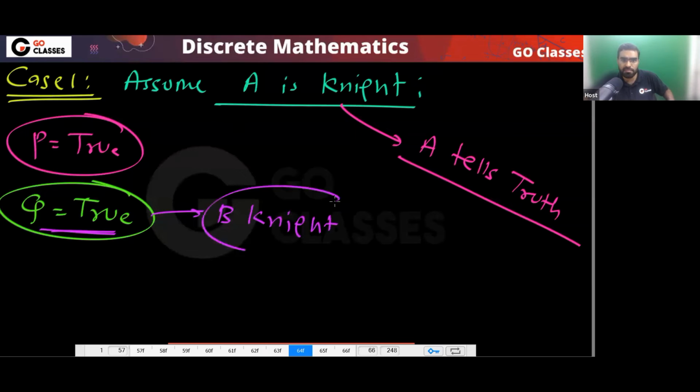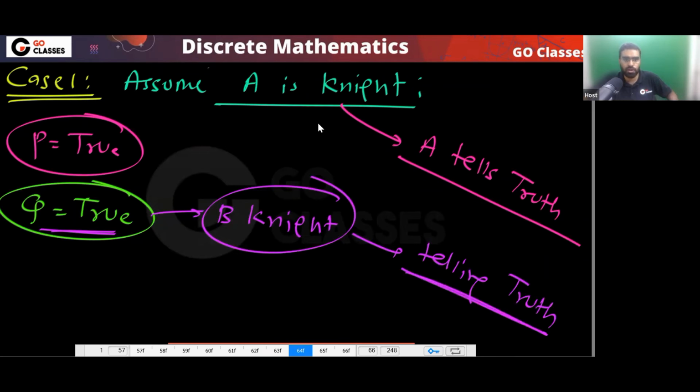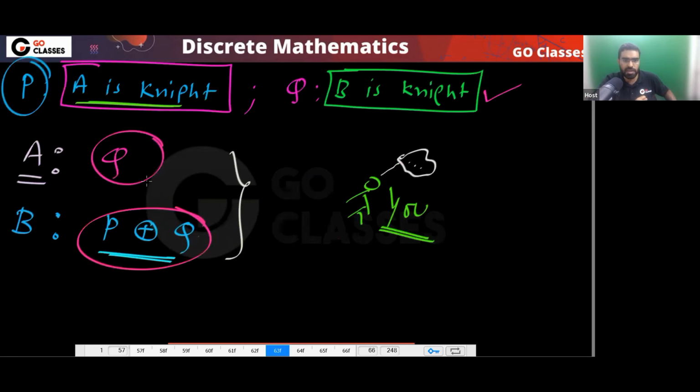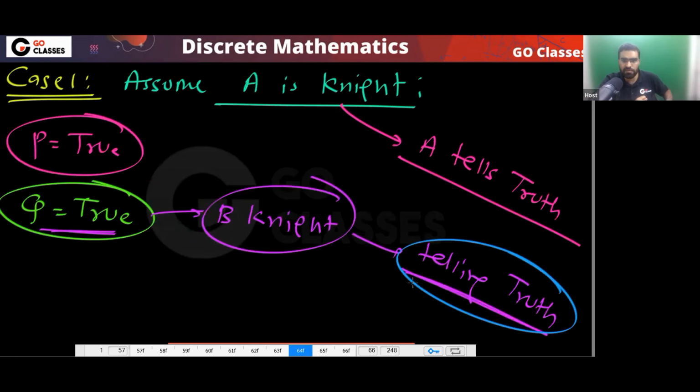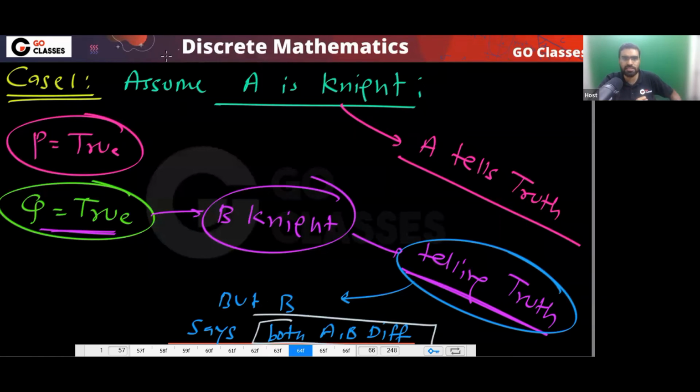If B is knight, then he is telling truth. But what he is saying? Tell me. See, B is knight, so B is telling truth. But B is saying we are different. Both A and B different. Now tell me. So that is the contradiction.